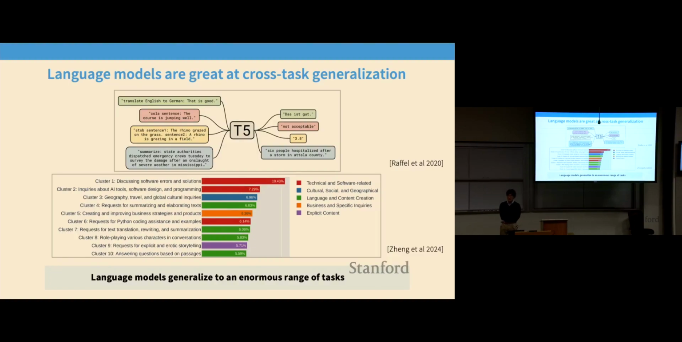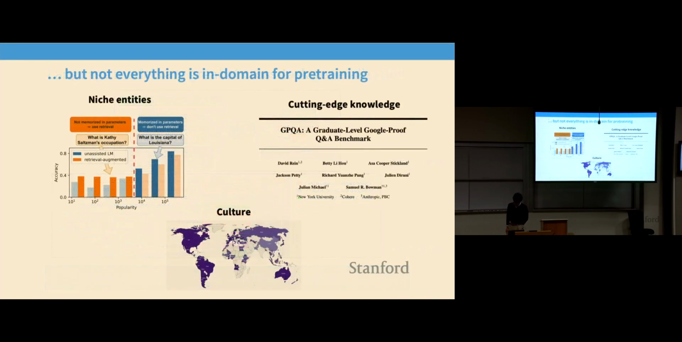They analyzed what people use chatbots for, and they found all sorts of different things, like discussing software errors and solutions, and creating business strategies. I don't know if I trust my LMs with that. And some stuff that's a little bit less safe for work. Maybe surprisingly, there isn't a homework help category, but you can see all sorts of different things that people are asking for help with from a language model.